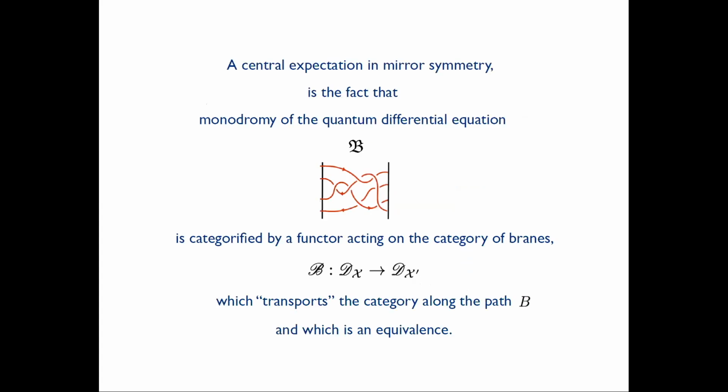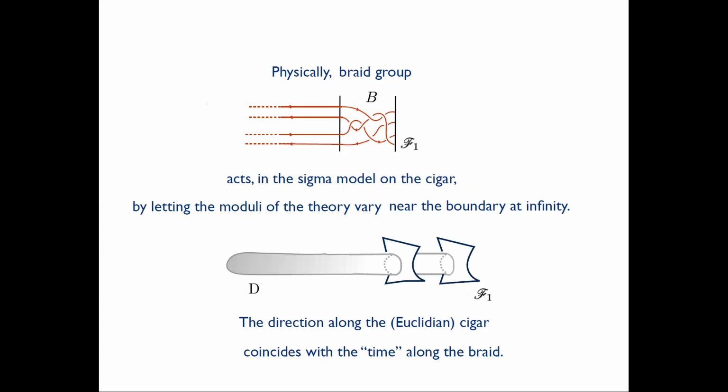So a standard expectation in mirror symmetry is the fact that along a path in complexified Kähler moduli space that avoids singularities, your branes may change, but the category of B-type branes stays the same. You get an equivalence of the category. So the reason this is true is as follows.